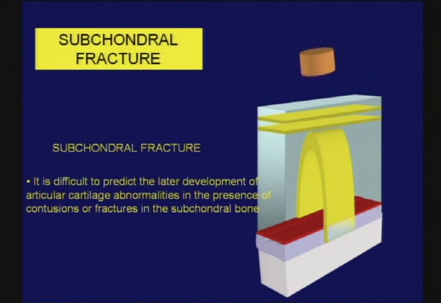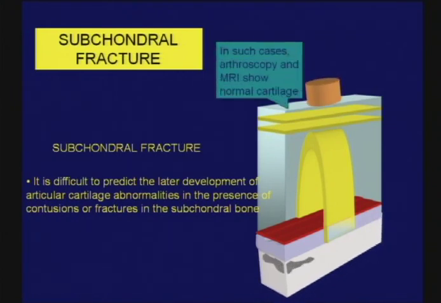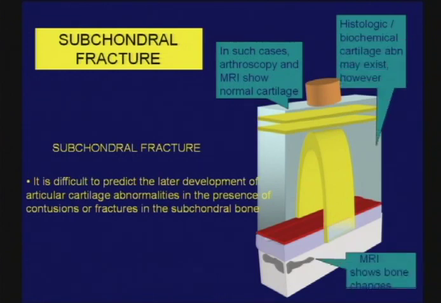It is difficult to predict the later development of articular cartilage abnormalities in the presence of contusions or fractures in the subchondral bone. You all have seen this. You see something in the subchondral bone, a contusion or a fracture, and the articular cartilage on MRI looks normal. It may look normal on arthroscopy as well. There are probably at least some biochemical alterations going on. The MRI shows the marrow changes.